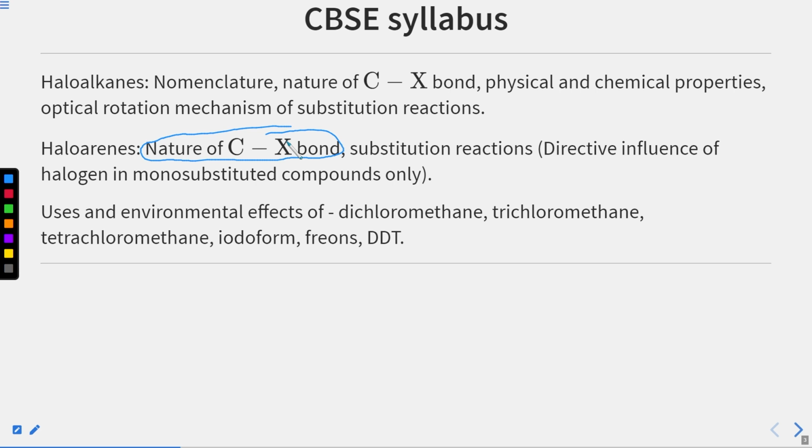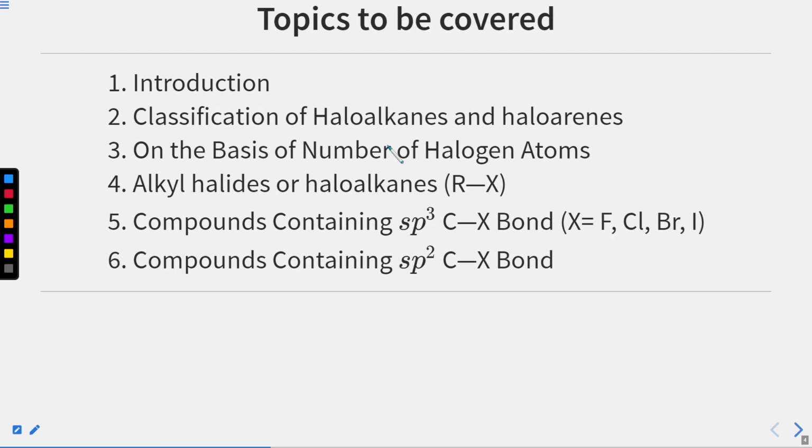So you should be aware of what is vinylic, what is allylic, what is benzylic, what is alkyl. So let us start today's class. If I look at the topics of today's class, I will give you the introduction of haloalkane and haloarene. Then we will see the classification. On what basis can we do the classification? We will see it on the basis of the number of halogen atoms. Then we will see compounds containing an sp3 and compounds containing an sp2 C-X bond.